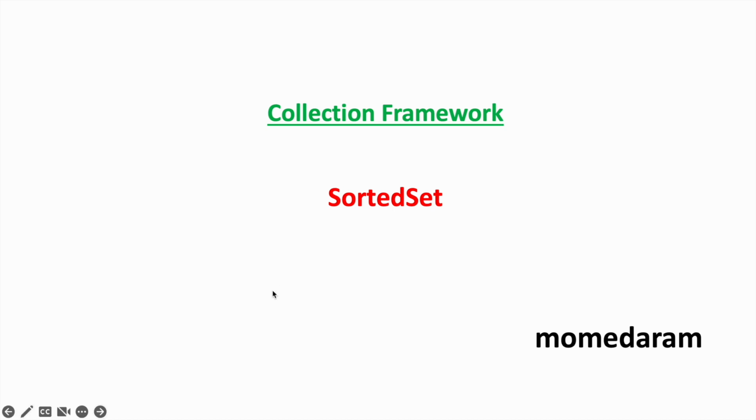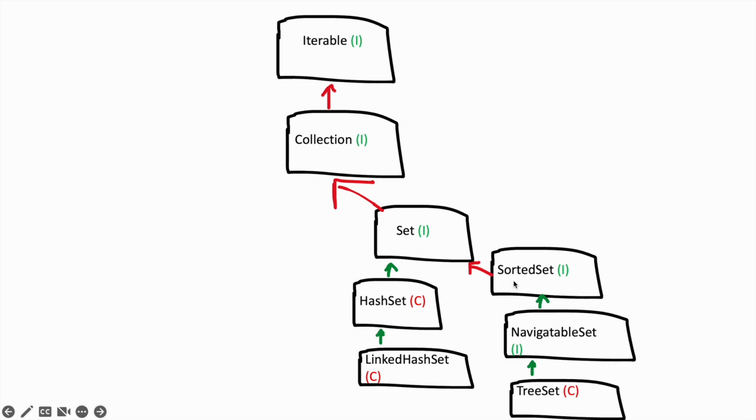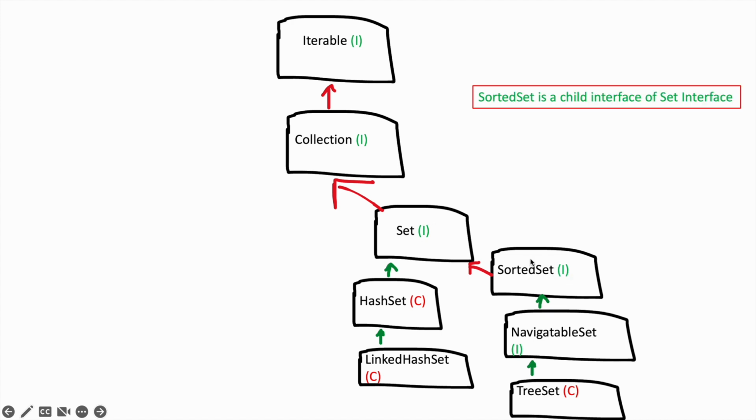In this video, we will see the sorted set interface. The sorted set interface is a sub-interface of the set interface, and the sorted set interface has navigable set as a child interface. The implementation class of the sorted set and navigable set interfaces is tree set.